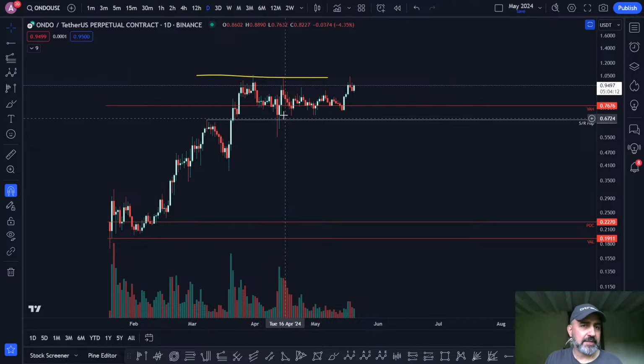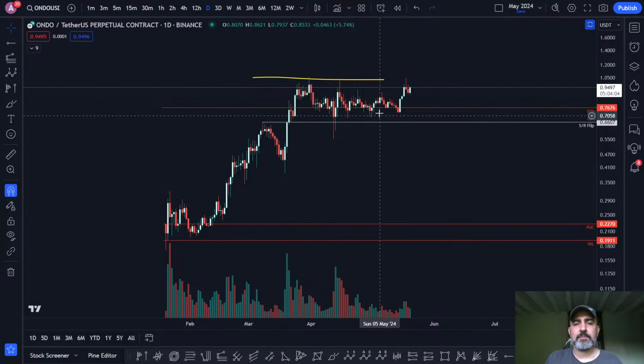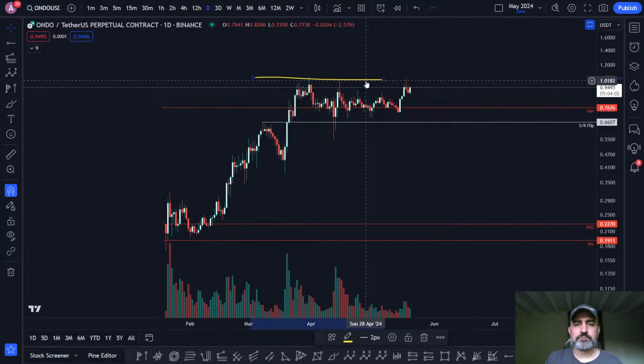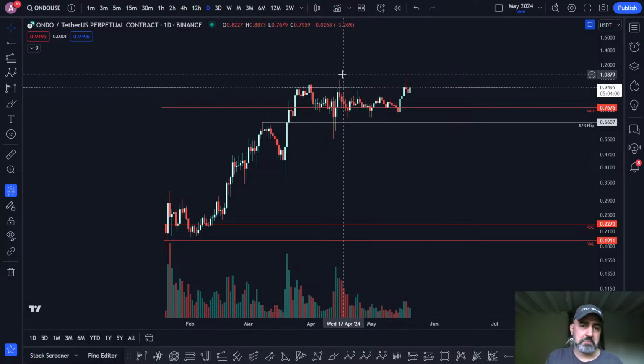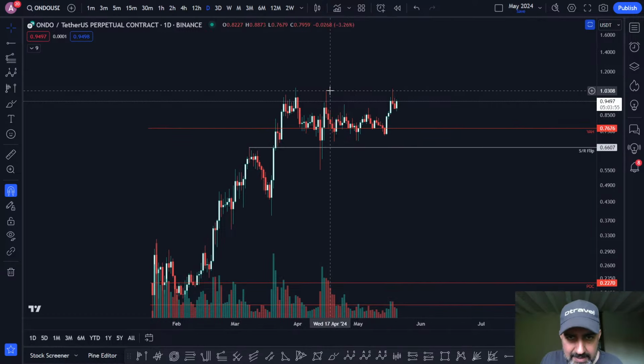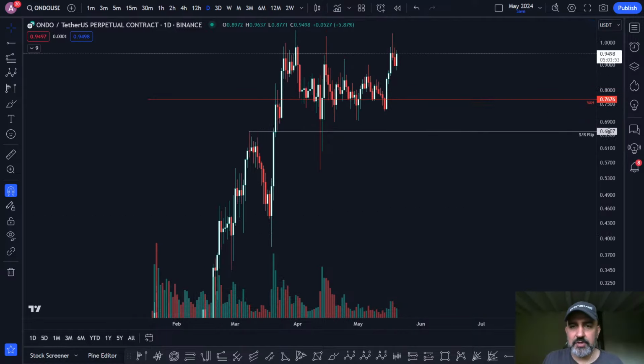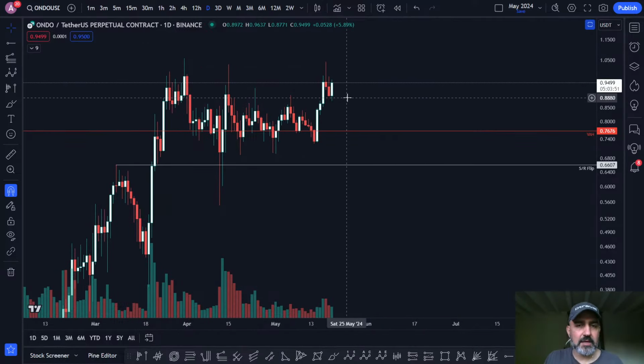Okay, that's offering support. You see the daily candle hasn't been able to close, and the wicks aren't so important, but the close is. We haven't taken the high yet. See, it's a lower high. There was a swing failure here, which is why you saw a little sell-off, but look, it's right back up.